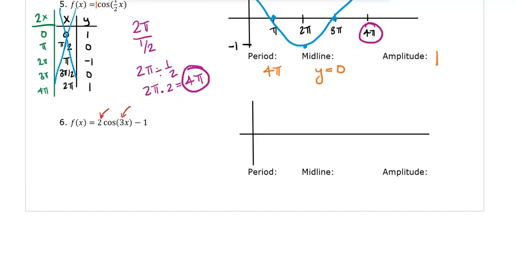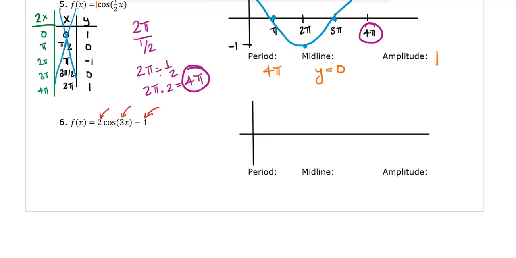This 3 right here, it's reducing my period by a factor of 1/3. So my period's no longer going to be 2 pi. I'm going to shrink it by 1/3 of that. So it will now be 2 pi over 3. This -1 right here is that k value. That's that vertical shift. So it is moving my graph down 1.